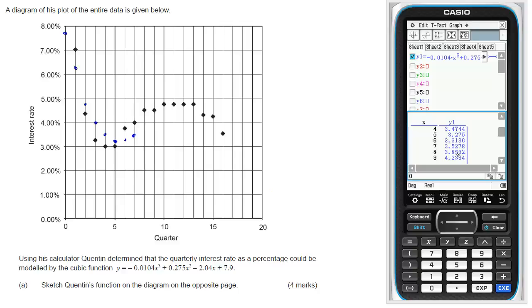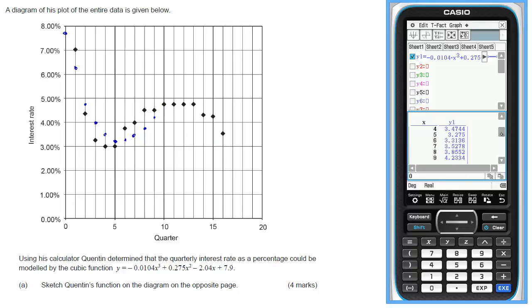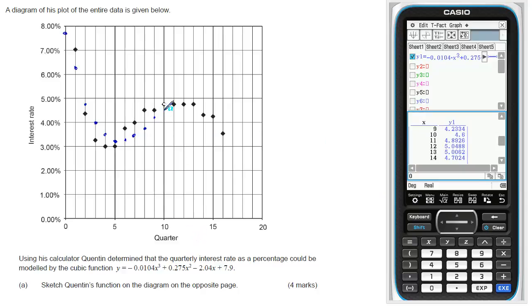8 at 3.85, so say there. 9 at 4.2, so around here. 10 at 4.6. And 4.9 at 11. 5, just over 5 at 12. And also just over 5 at 13.